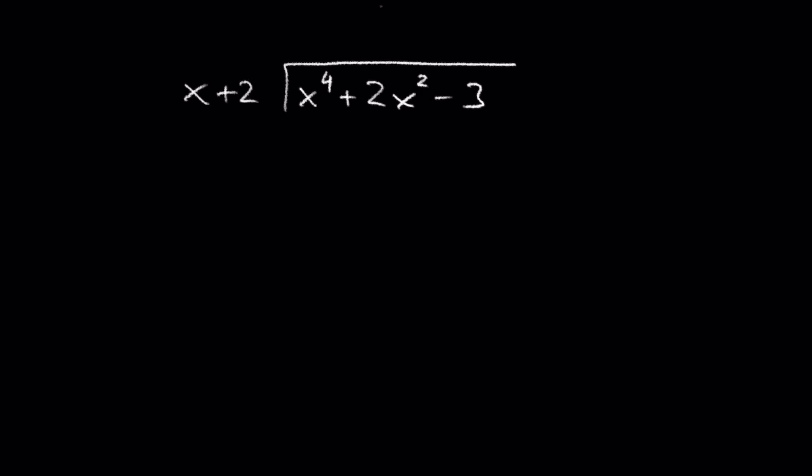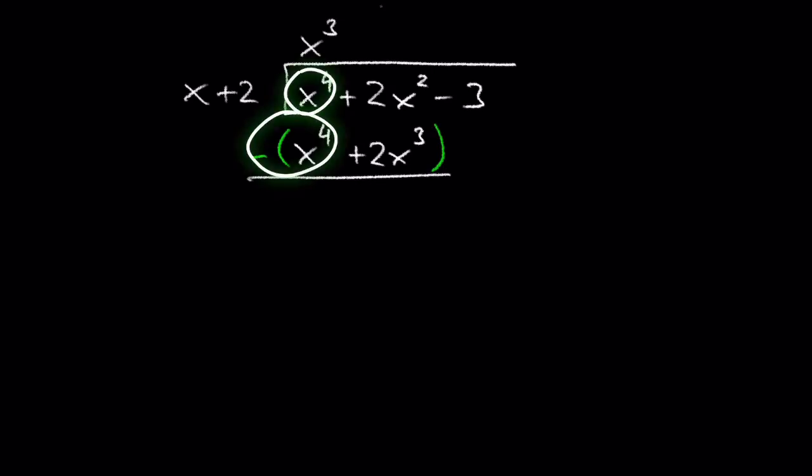Now, let's divide x to the fourth plus 2x squared minus 3 by x plus 2. X to the fourth divided by x is x cubed. X cubed times x is x to the fourth. X cubed times 2 is 2x cubed. X to the fourth minus x to the fourth is 0.